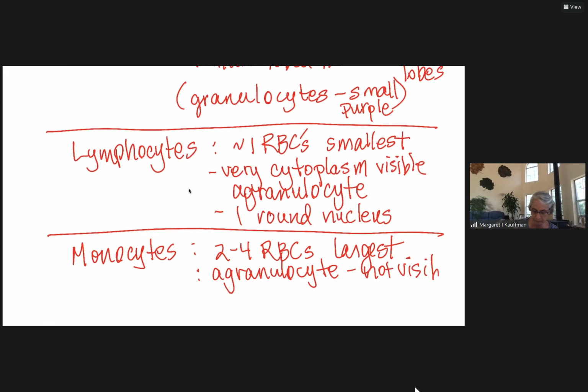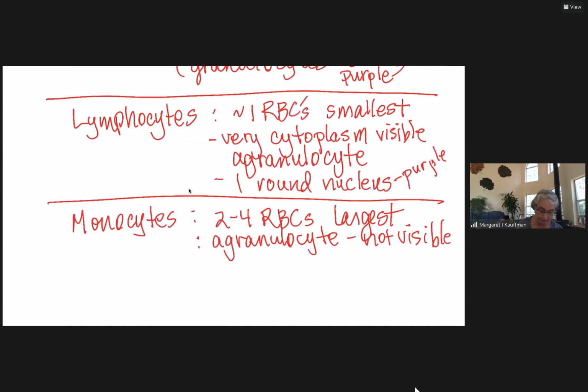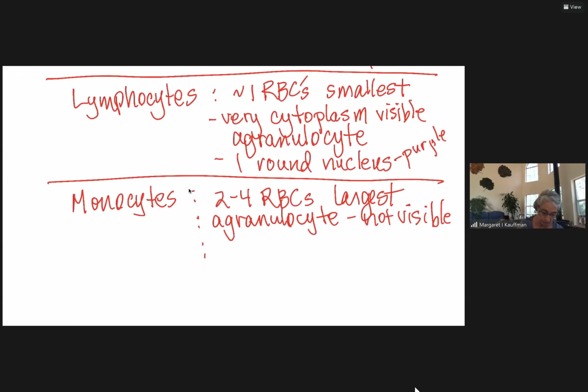So you will see a slight purple color to the cytoplasm, and actually this nucleus is purple, because they do have little granules. They are going to secrete quite a few things, but they're such tiny granules that they called them an agranulocyte back before they knew that they did have granules. So those are monocytes.